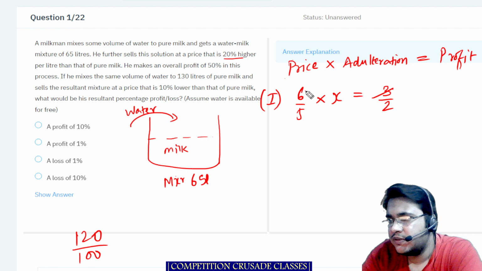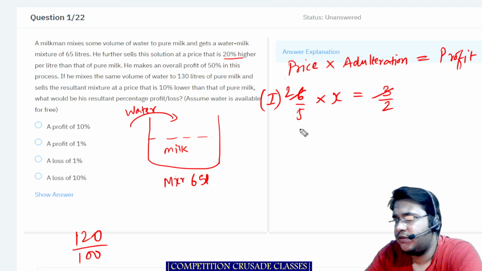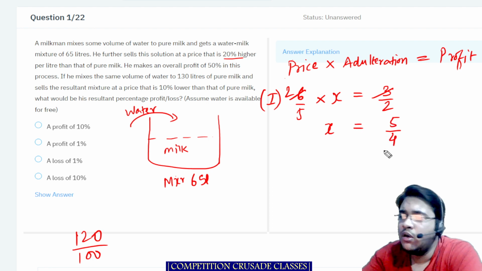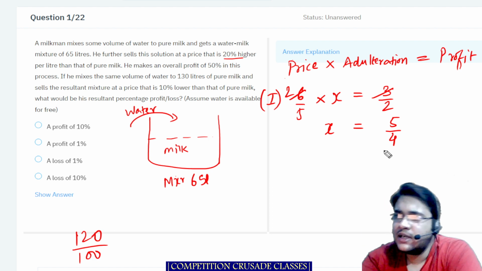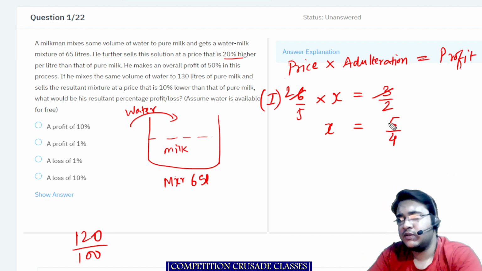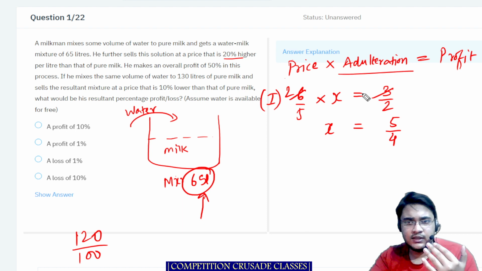Now let's do some sort of this thing. Okay, so that is going to be 5 by 4. So the adulteration component is 5 by 4. Okay, what does this 5 by 4 mean? Let us try to understand the significance of this multiplying factor. One thing that I know is 65 liters of milk is there. So when we adulterate the component, understand this very clearly, because this is the crux of the question.